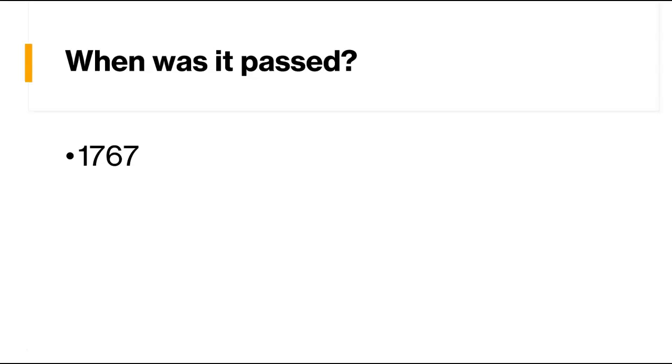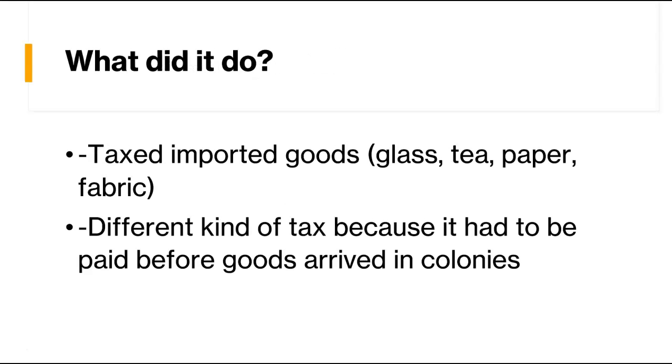When was it passed? 1767. What did it do? It taxed all imported goods. Remember, importing is anything the colonists are getting coming into the colonies. So anything that's coming over by boat, which is everything that you see on this list. So glass, tea, paper, fabric, a different kind of tax because it had to be paid before the goods arrived in the colonies. So England keeps trying little fine-tuning differences to see if that will sort of calm the colonists down.